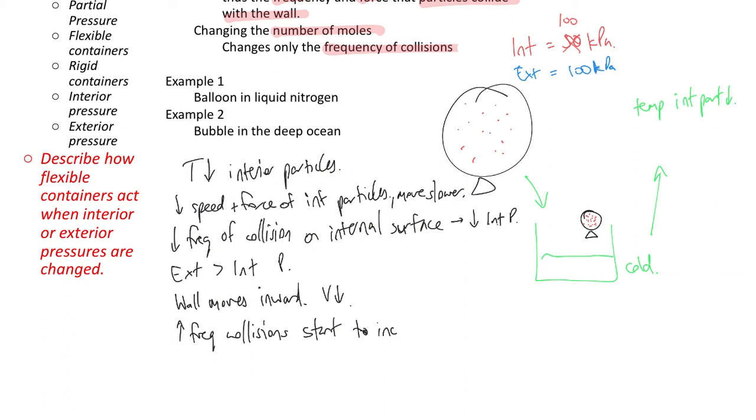because the volume is now smaller. All right, and so because the walls are moving inwards, the frequency of collision starts to increase, and then eventually the interior pressure becomes equal to the exterior pressure at the new volume. Okay, so that's what happens when you change things about that interior pressure.